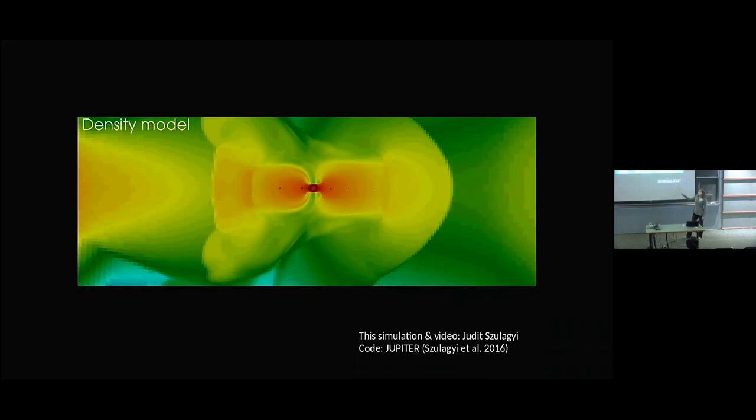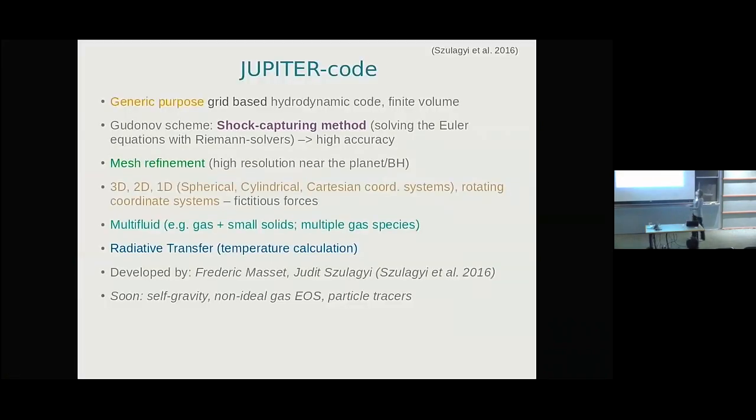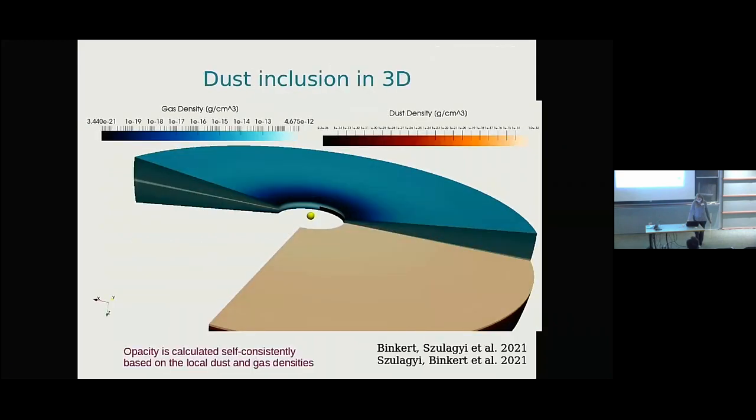We have also radiation transport in this code and in this simulation, so that means that we also calculate the temperatures. So this is our code. It's a good enough code, with mesh refinement. It has various types of coordinate systems, including rotating coordinate systems. It's fully multi-fluid now, so we can handle also dust and various grain sizes. And it has flux-limited diffusion approximation for the radiative transfer with a 2-temperature approach. And currently, my postdocs and students are working on adding self-gravity, non-ideal gas equation of state and particle tracers as well.